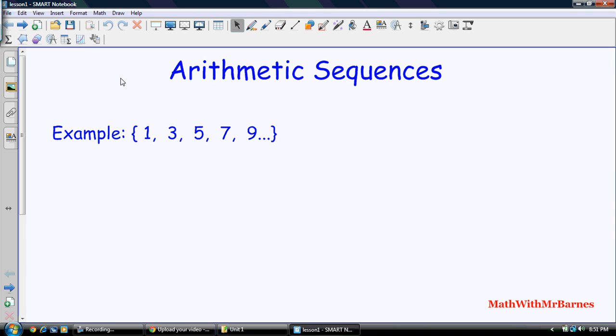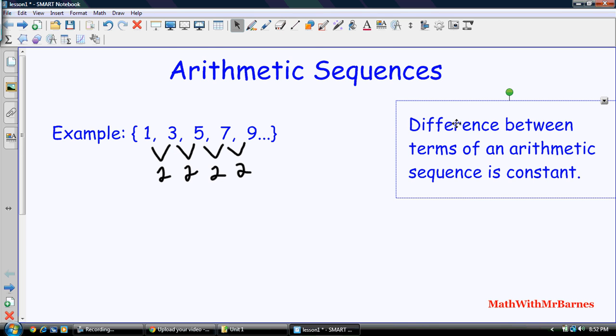Alright, so in order for a sequence to be arithmetic, it has to increase by a constant amount. If you look at the sequence, it increases by 2 each time. So 3 subtract 1 is 2, 5 subtract 3 is 2, 7 subtract 5 is 2, and of course 9 subtract 7 is 2. So the difference between terms of an arithmetic sequence is constant.